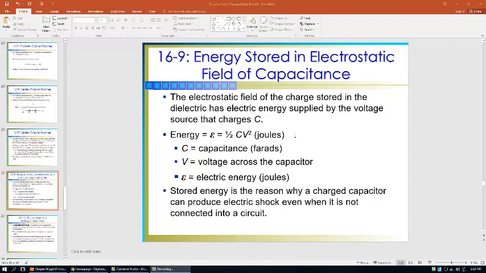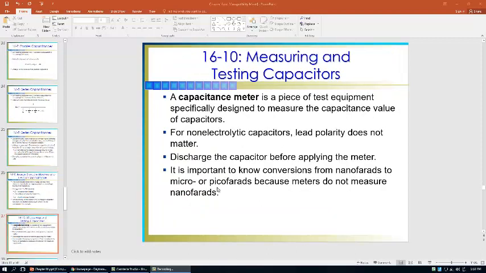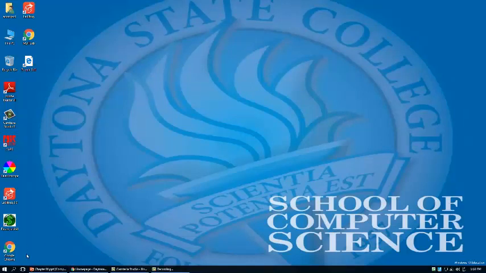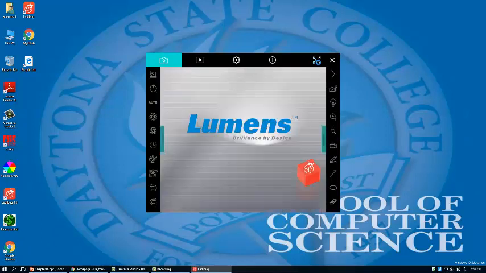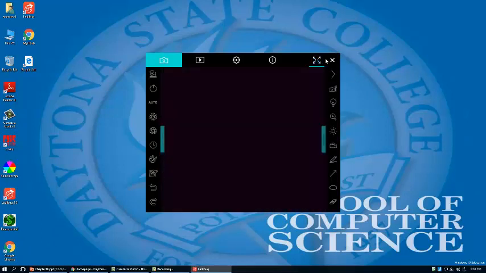Okay, let me go ahead and show you how this can be applied. Let me do some examples in here so you guys can see what we're talking about when we say series and parallel capacitors. All right, so let me move this around here.